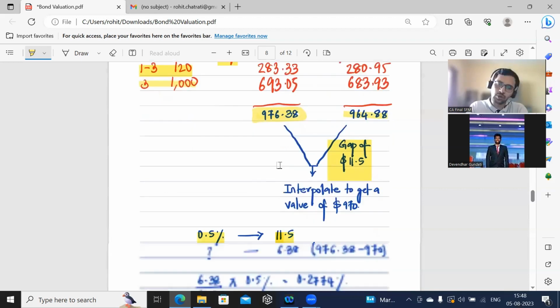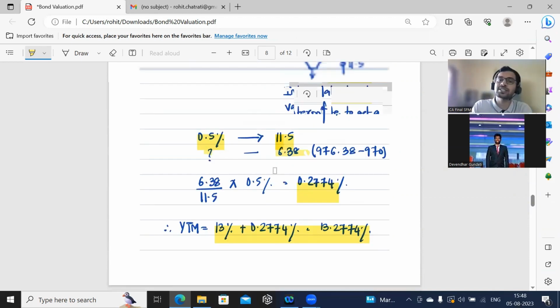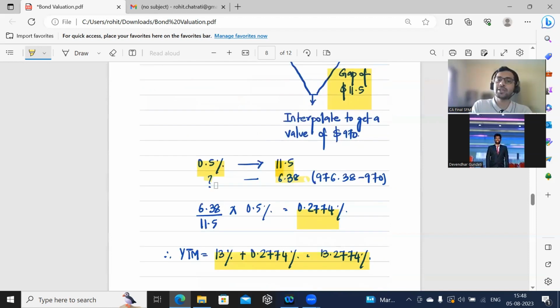All right. As a homework, use 13.2774 percentage as your discount rate and ensure that the bond's intrinsic value, or the bond's future cash flows, are actually equal to 970. You might still not exactly match 970, but it will be close enough, because over here also, this is itself an approximation.